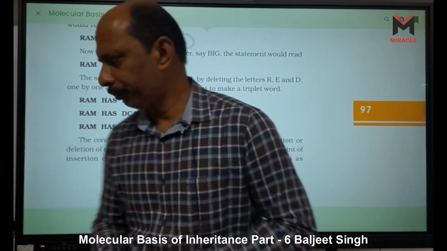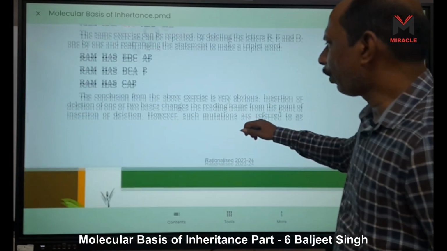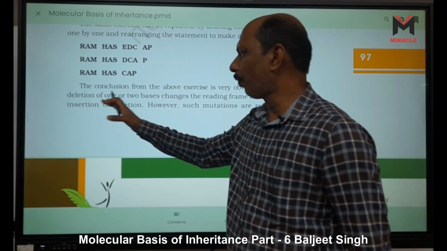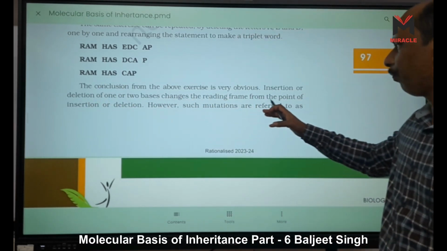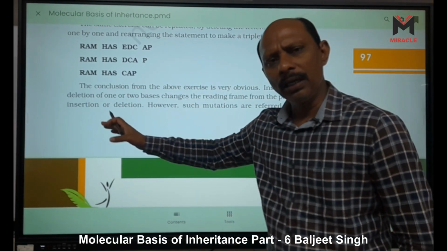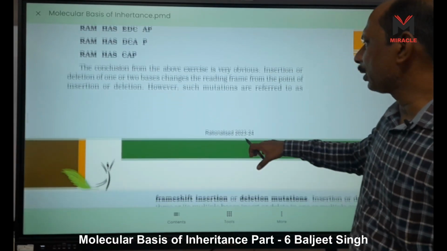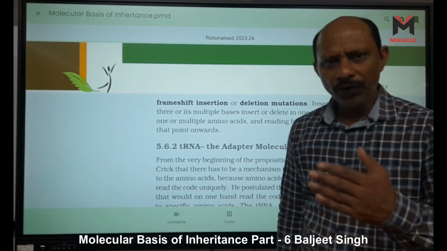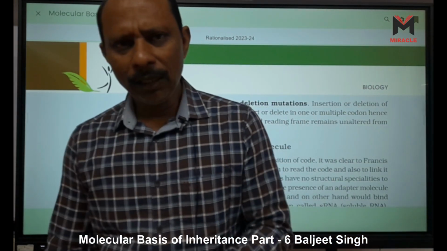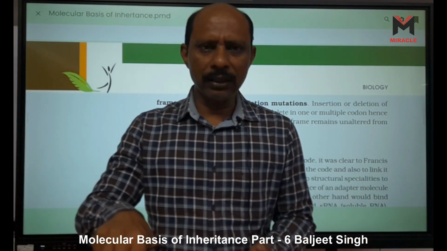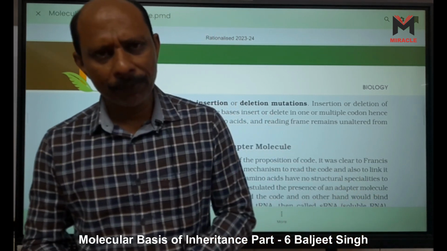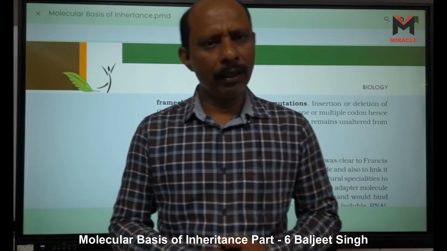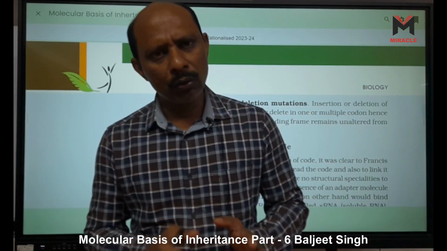Do you understand? The conclusion for the above exercise is very obvious, very clear. Insertion or deletion of one or two bases changes the reading frame from the point of insertion or deletion. Such mutations are referred to as frame shift mutations. If we insert, it is called frame shift insertion, and if we delete, it is called frame shift deletion, right? 1 or 2, right?